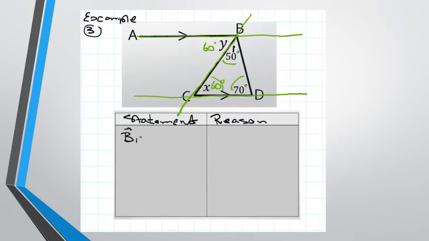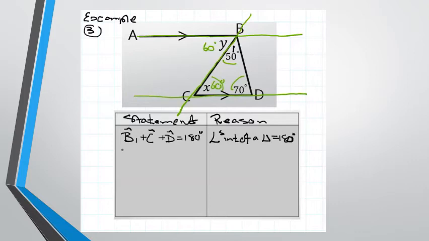B1 plus angle C plus angle D must be equal to 180 degrees. The sum of the interior angles of a triangle is equal to 180 degrees. Now I'm going to do some substitution.